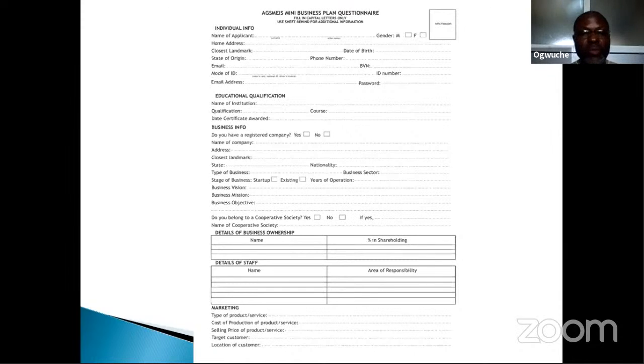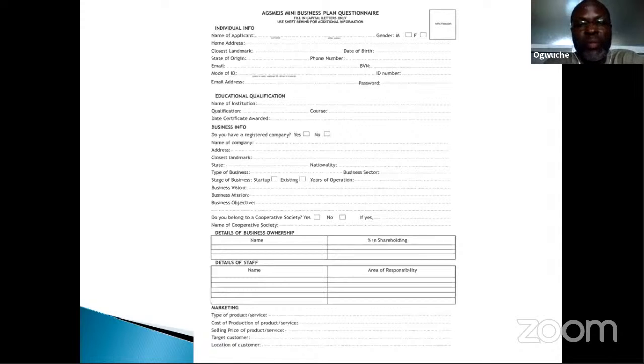We have several types of modes of identification in the country. We have the international passport, you have your national ID, you have your driver's license, you have your voter's card. All these are modes of identification in the country. And then each of these modes of identification, of course, has an ID number.